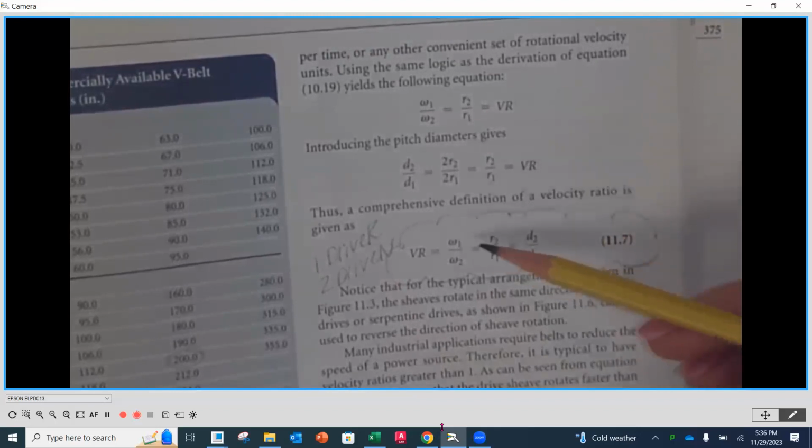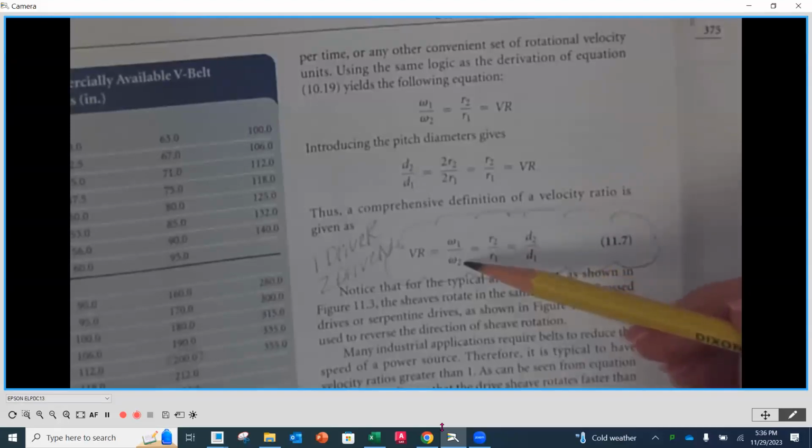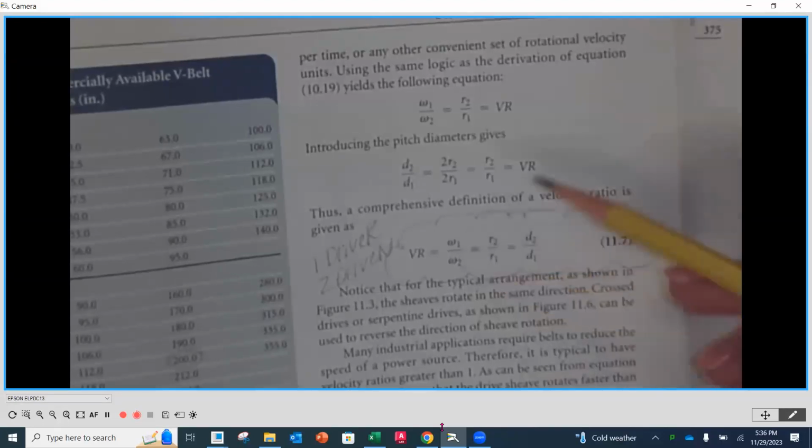So our ones here. That means the rotational speed, or we call it the W, the angular velocity of the driver, is going to be divided by the angular velocity of the driven. As we look here, our larger number is always going to go on top.